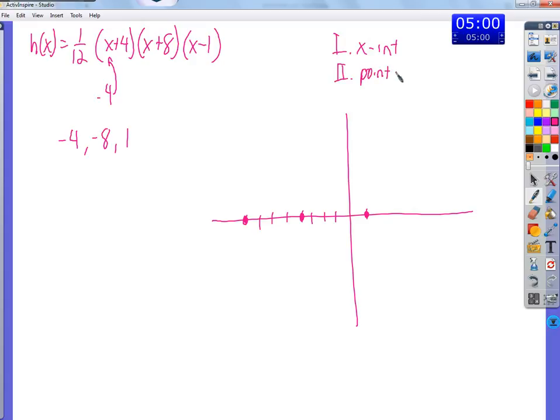Find some points between the x-intercepts. We'll be plugging in values between some x-intercepts. Negative 2, right there. Okay. Do we need to use -2? Does it have to be -2? No. It could be anything. So it could be 0, -1, -2, -3, -1/2, +1/2. Okay. But -2 was suggested. We'll do -2.